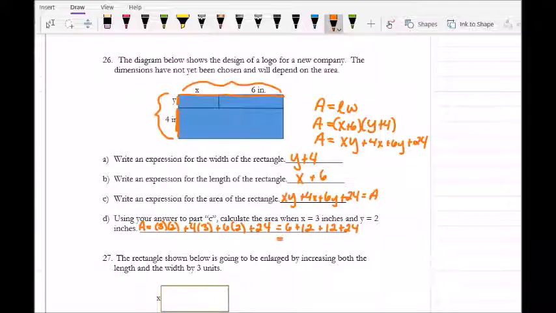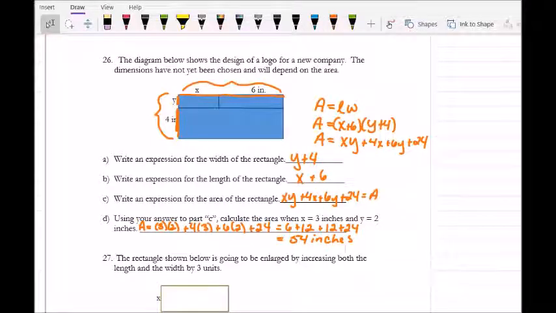And if we add all of this together, let's see, we have 6 plus 12 is 18. Plus 12 would be 30, and then 24. So that would be 54 inches altogether. Okay, that was fun.